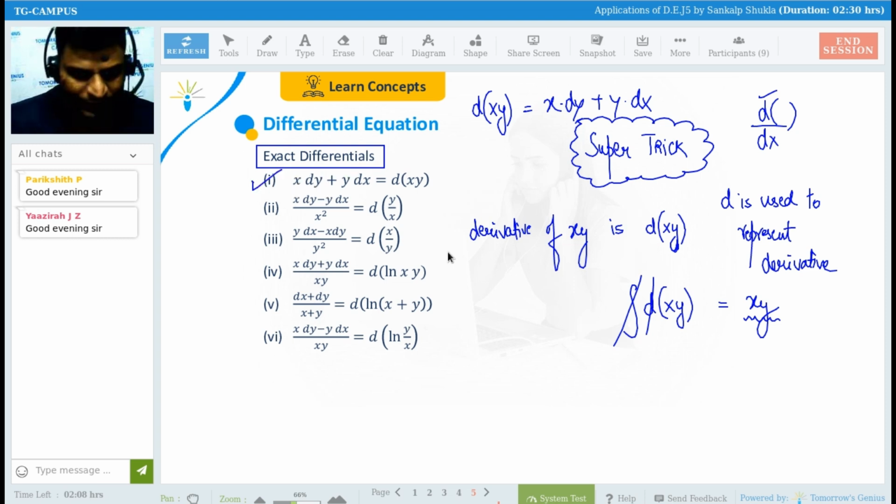x dy plus y dx is d of xy. x dy minus y dx upon x square is d of y by x. y dx minus x dy upon y square is d of x by y. These three are important. Give me a good to go once you are done copying the 6 points.